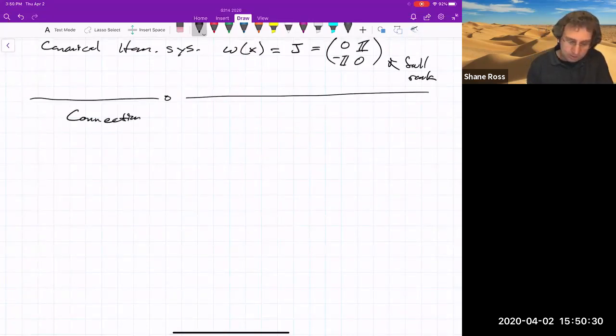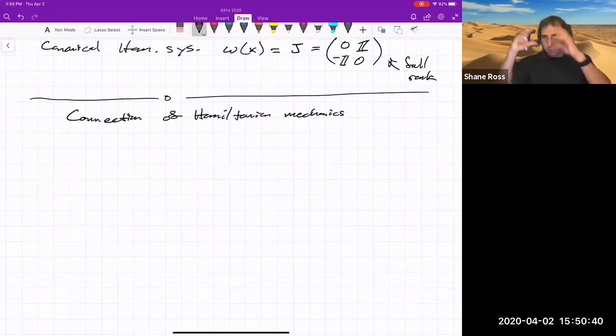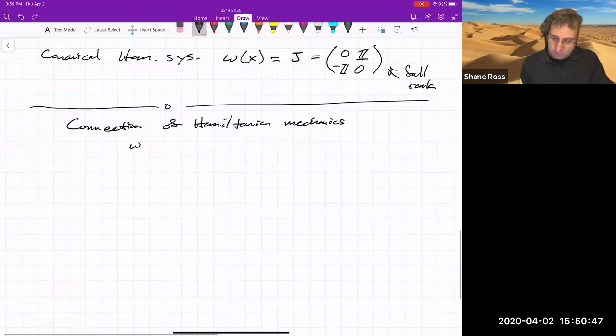So let me talk about that. This is, I guess, the connection of Hamiltonian mechanics, by which I'm thinking this more expanded thing in terms of the Poisson bracket, the connection of Hamiltonian mechanics with Lie derivatives.